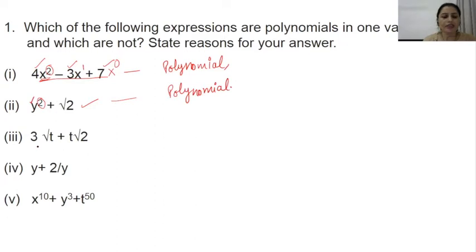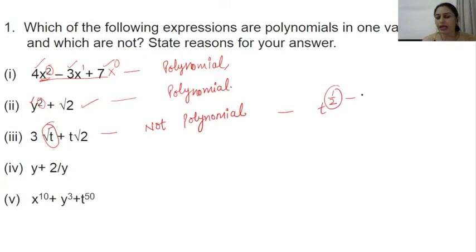Third one is 3 root of 2 plus t root of 2. This is not a polynomial. Why? Because in this expression we have root of t, that means t raised to power 1 by 2, and 1 by 2 is not a whole number. That means the exponent of this expression is not a whole number, so it is not a polynomial.